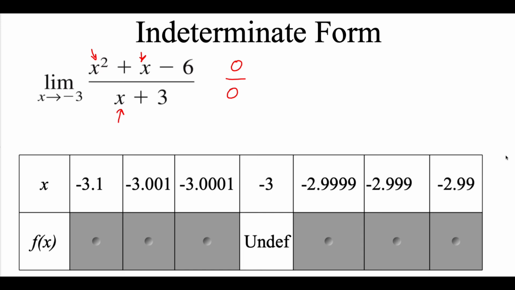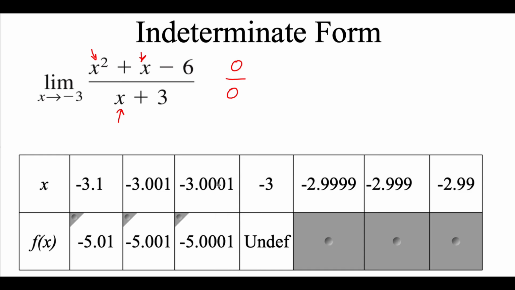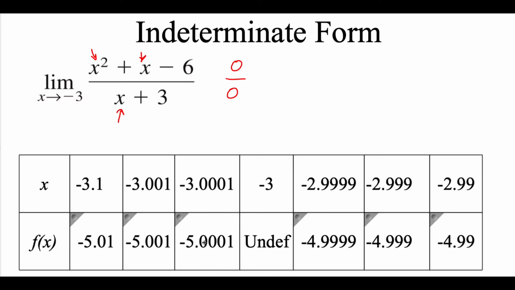But if we tried to evaluate things numerically, so looking at a table, if we approached -3 from each side, so if we plugged in -3.1, we would get -5.1. If we plugged in -3.001, we'd get -5.001. And as we gradually move closer to -3, we get closer to -5. If we approach -3 from the other side as well, it looks like as we approach -3 from each side, our limit is approaching -5. So this limit does exist. We're just not able to determine what it actually is based on the way our limit is written right now.